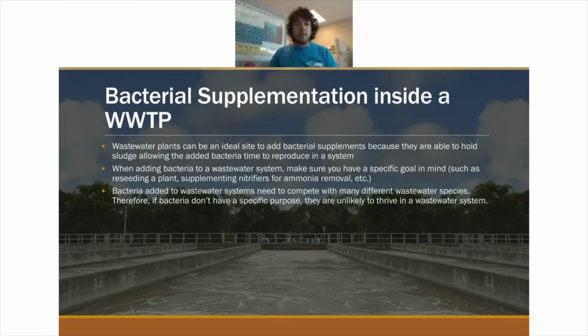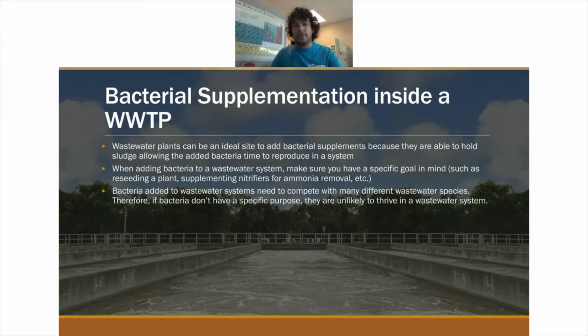All right. Next thing I wanted to talk about is inside a wastewater treatment plant. In some ways, wastewater plants are ideal places to add bacteria. I mean, they have a lot of bacteria present, they have bacteria that are staying in the system. It must be a good site, right?